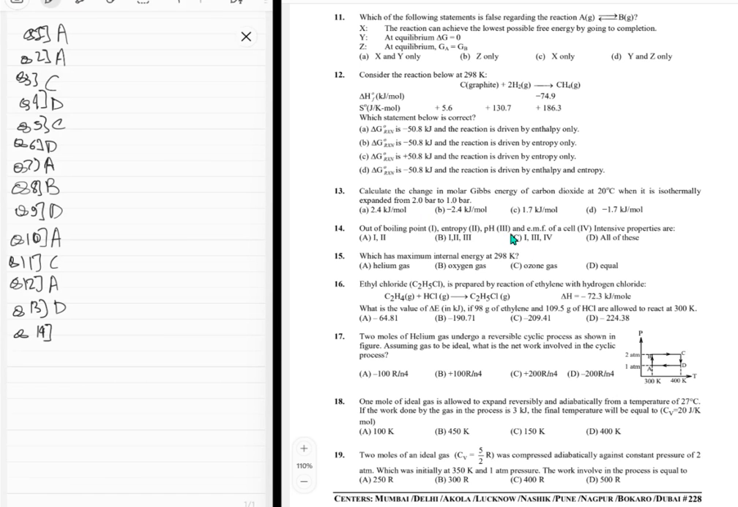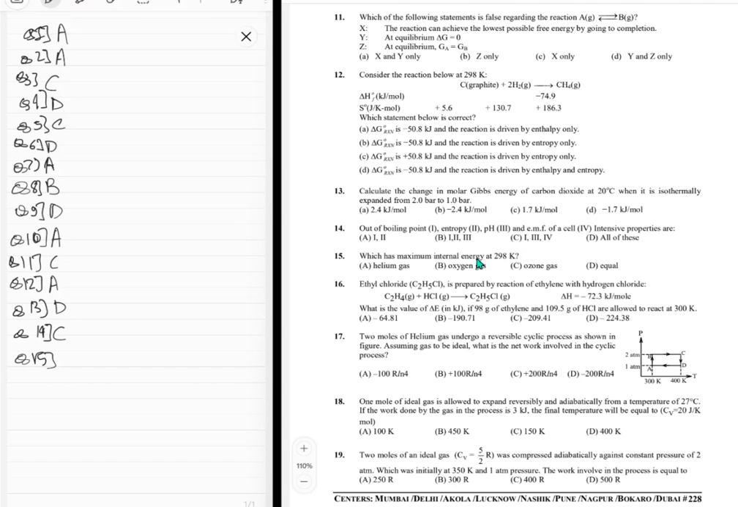pH, yeah, I think it is an intensive property because no matter how many times you add the same solution to itself, like if you multiply the solution, it will still be the same. So just depending on the composition of the solution, right? So first, third, and fourth, and that means 14C.